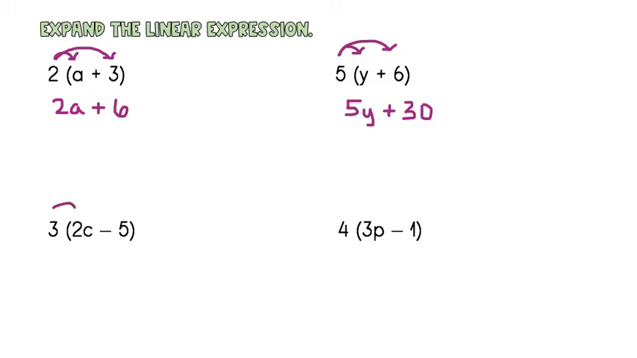Moving along to our next example, I see here I'm starting to introduce some negatives, and I also have terms that have a coefficient in front of my variable. So 3 multiplied by 2c gives me 6c. And 3 multiplied by a negative 5 gives me a negative 15.